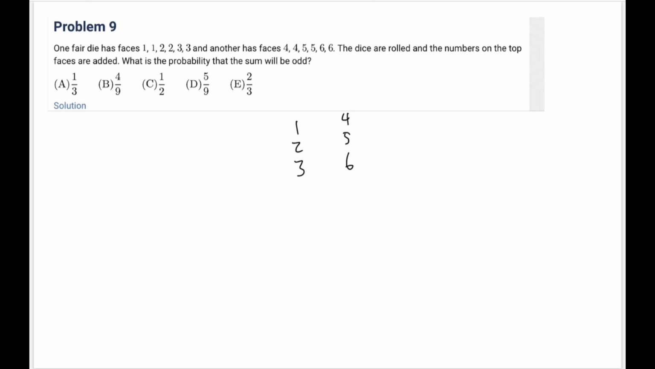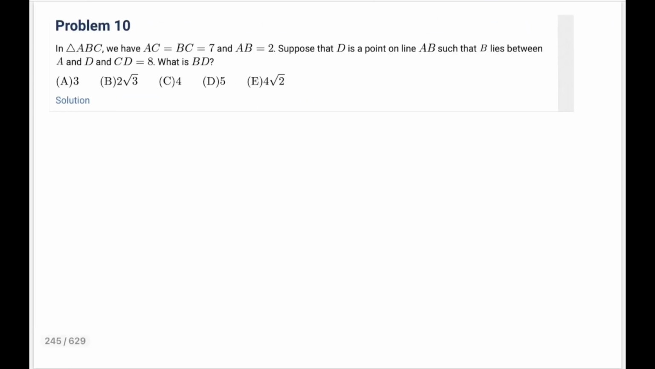And so for the sum to be odd, we need 1, 4, 1, 6, 2, 5, 3, 4, and 3, 6. Right? And so this will be 14, 16, 25, 34, 36. So there are a total of 3 squared, 9 ways. So out of 9, there are 5. So this is 5 out of 9. The answer is D.